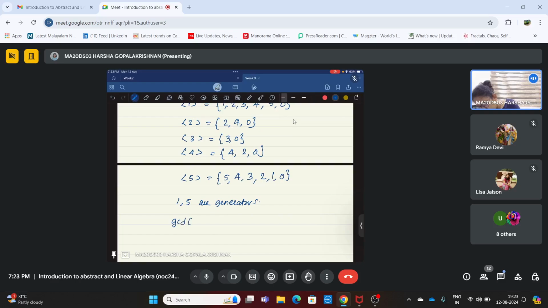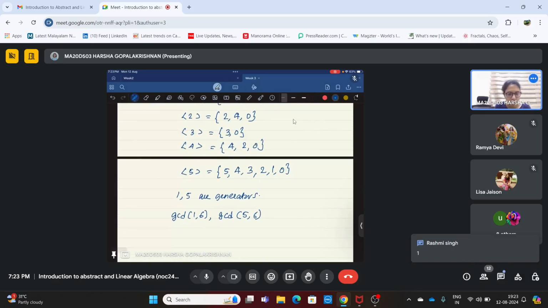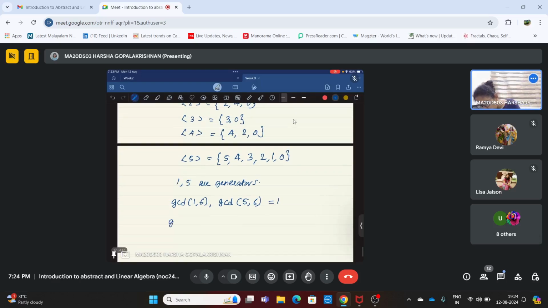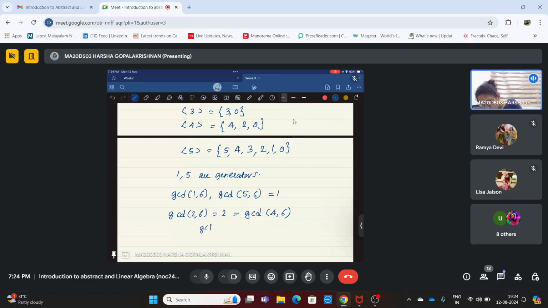So now I will give one idea. What is the GCD of 1 and 6, and the GCD of 5 and 6? So 6 is coming from the set 6 and we got 1 and 5 as the generators. Yeah, this is 1. This is the reason why we are getting 1 and 5 as the generators. Okay, now you can see what is the GCD of 2 and 6? It is 2. This is the GCD of 4 and 6. That is also 2. GCD of 3 and 6 is 3.